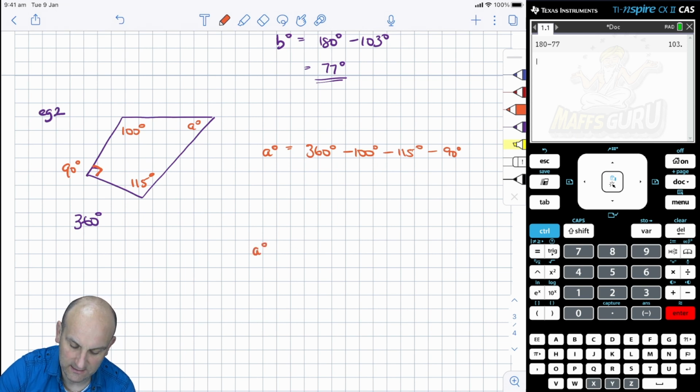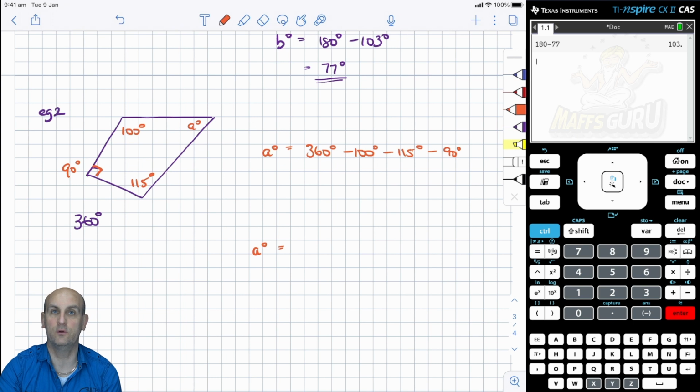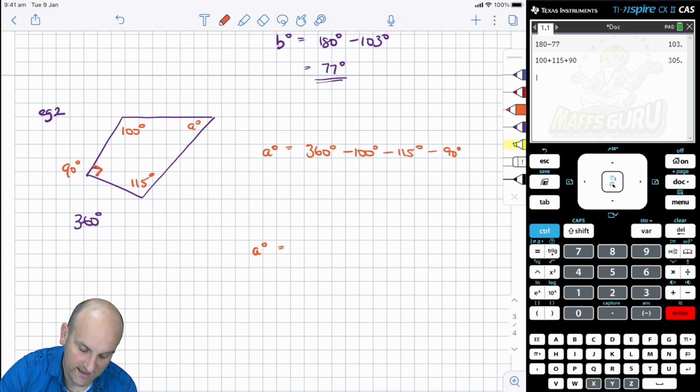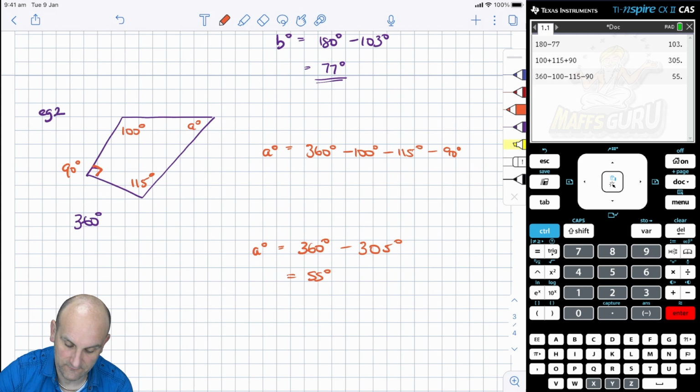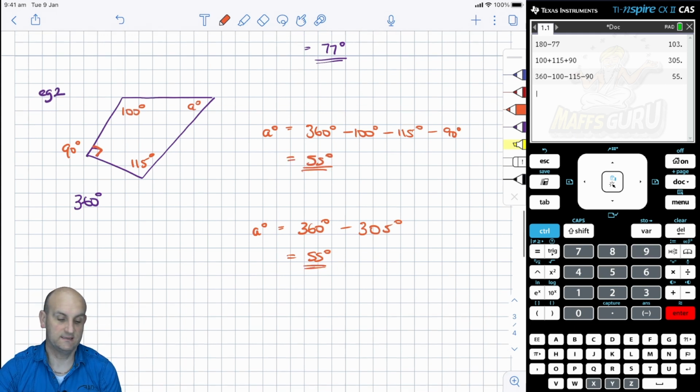Other people would probably like to add all of those values together. There's nothing wrong with that. So I can do 100 plus 115 plus 90, and that gives me 305 degrees. So we know that the angles in there are 305 degrees. So 360 minus 305 would give me 55 degrees, or as I say, I can do it on my calculator, 360 minus 100 minus 115 and minus 90 will give me 55 degrees. Both of those are exactly the same.